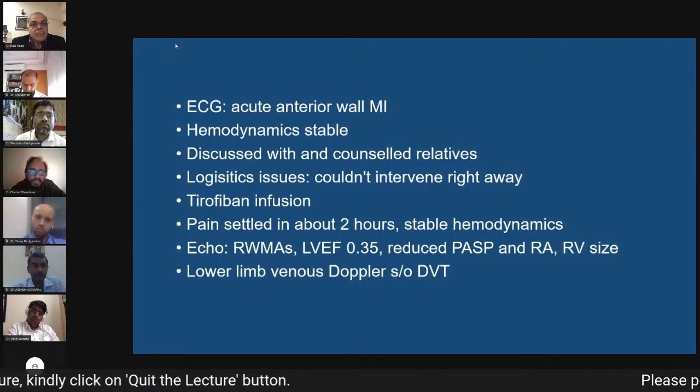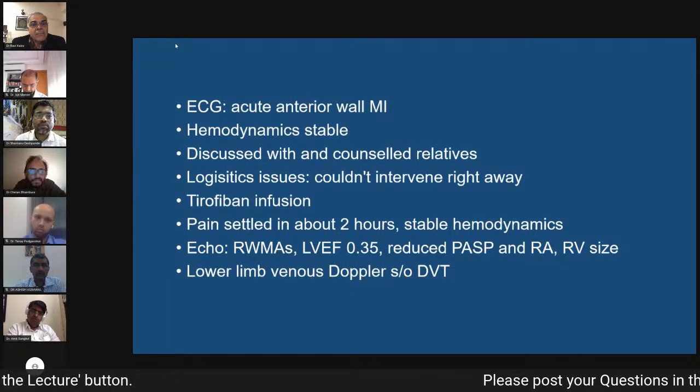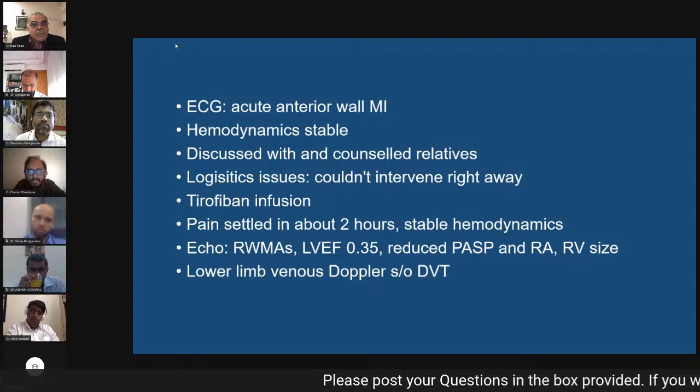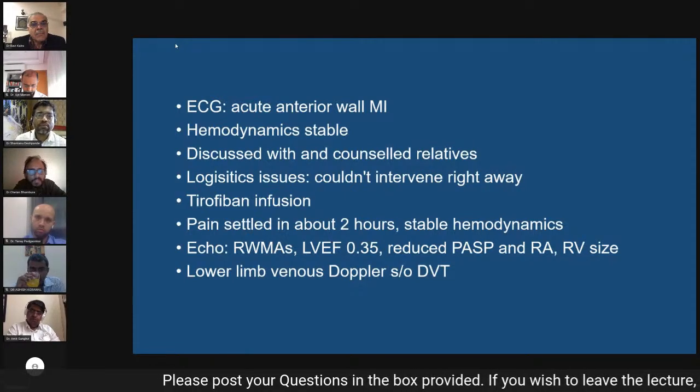Hemodynamically, he was stable. His blood pressure was fine. Though his EF had dropped, his PA pressure was better. RA and RV size had also reduced.